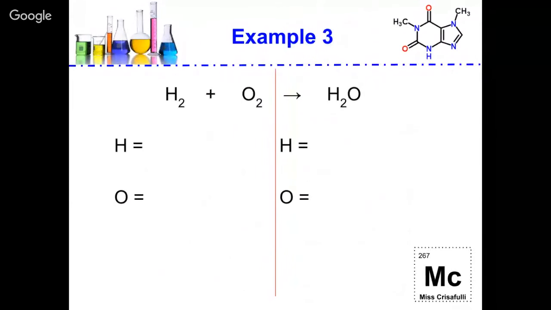Last one. Let's look at this one. 2 hydrogen, 2 oxygen, 2 hydrogen, 1 oxygen. I'm going to balance my oxygens on the right, which is going to make that 2, but it also changes my hydrogens to a 4. And then I'm going to balance my hydrogens on the left, and that makes that 4. So now I'm balanced. 4 hydrogens on each side, 2 oxygens on each side. Perfect. So we're going to do lots of balancing in class.